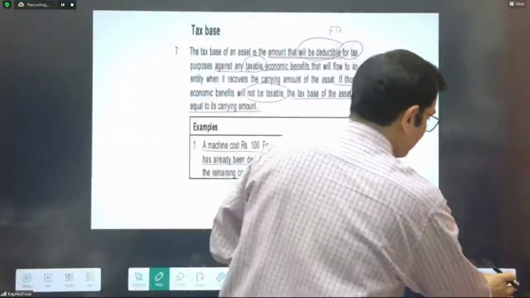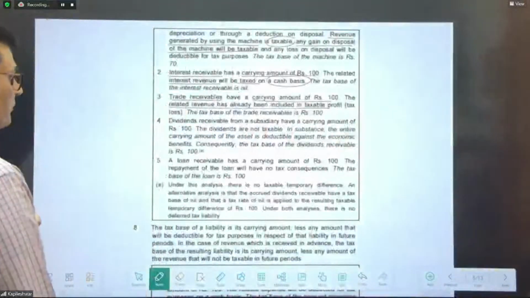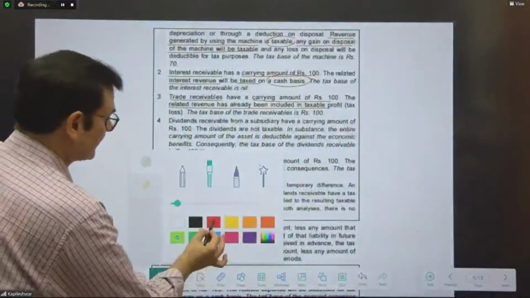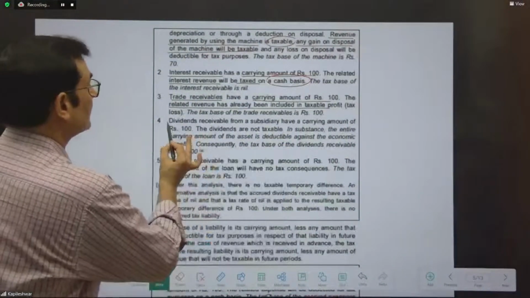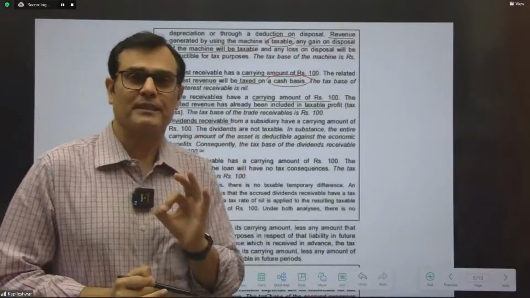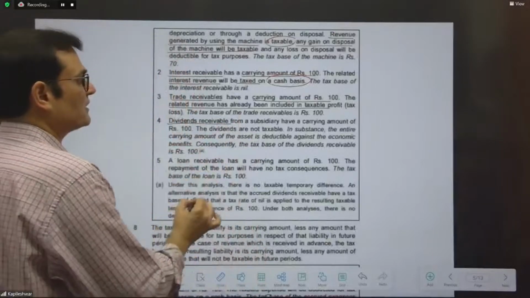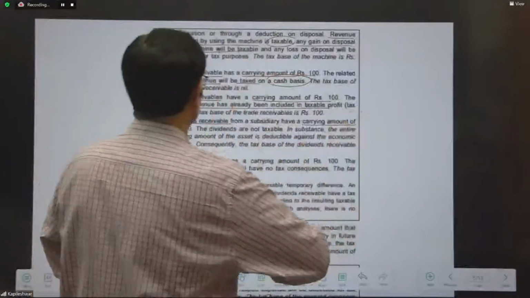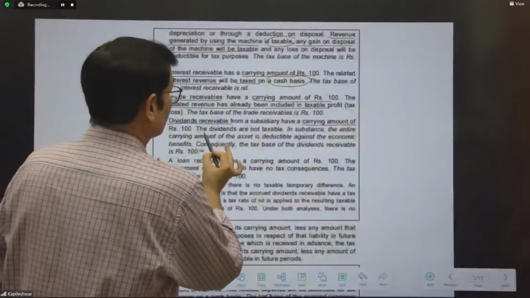So that was example number 3. Now let's have a look at example number 4. In example number 4, we are given dividend receivable. I think I gave you that example yesterday as well. Dividend receivable from a subsidiary has a carrying amount of 100. The dividends are not taxable.